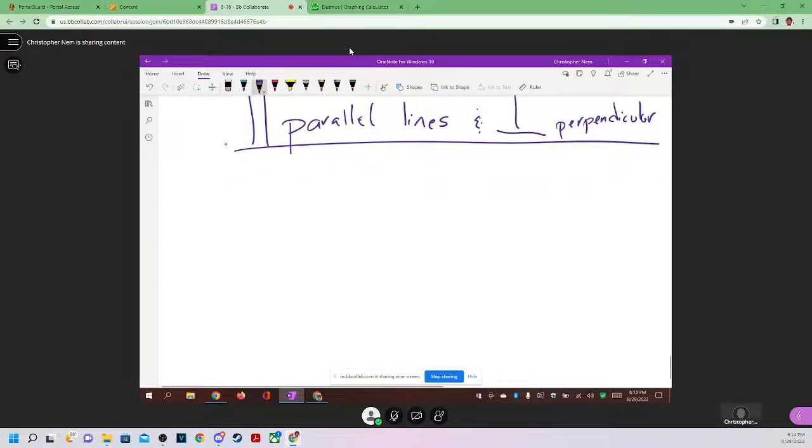So, two lines are parallel if slope is equal.